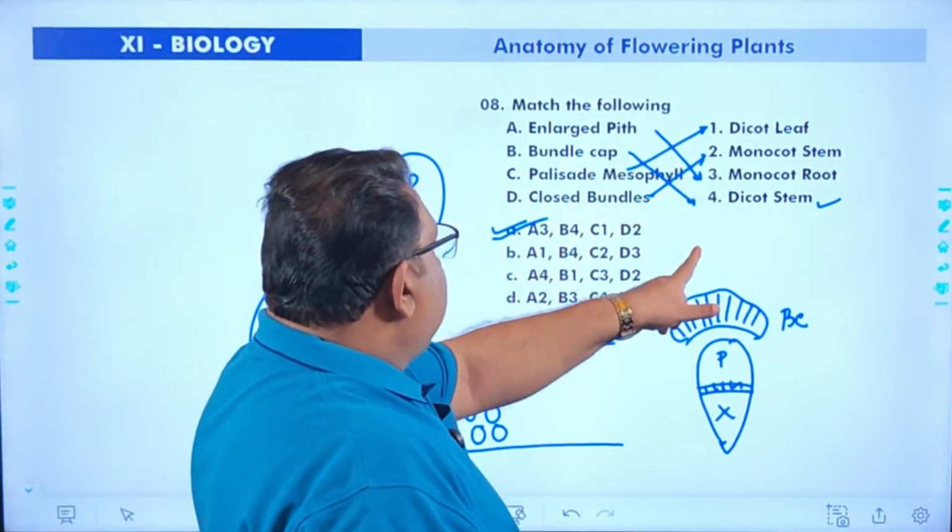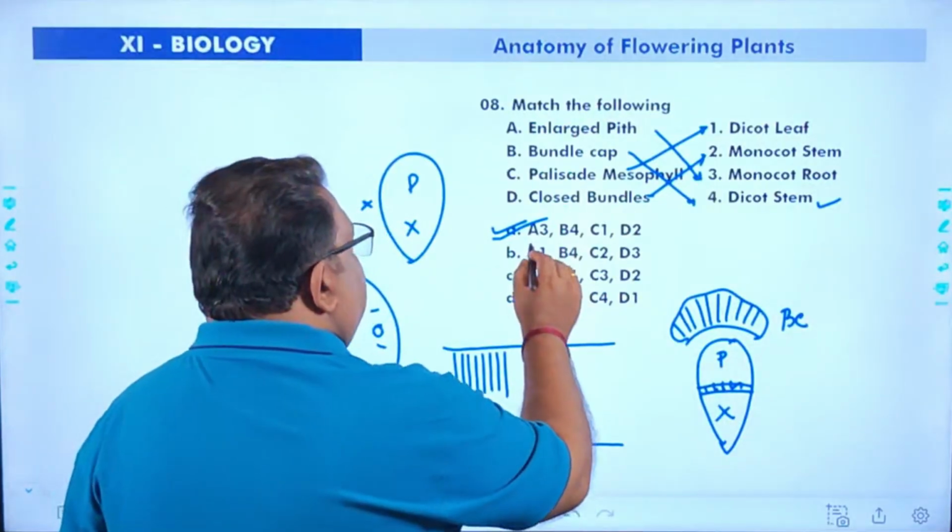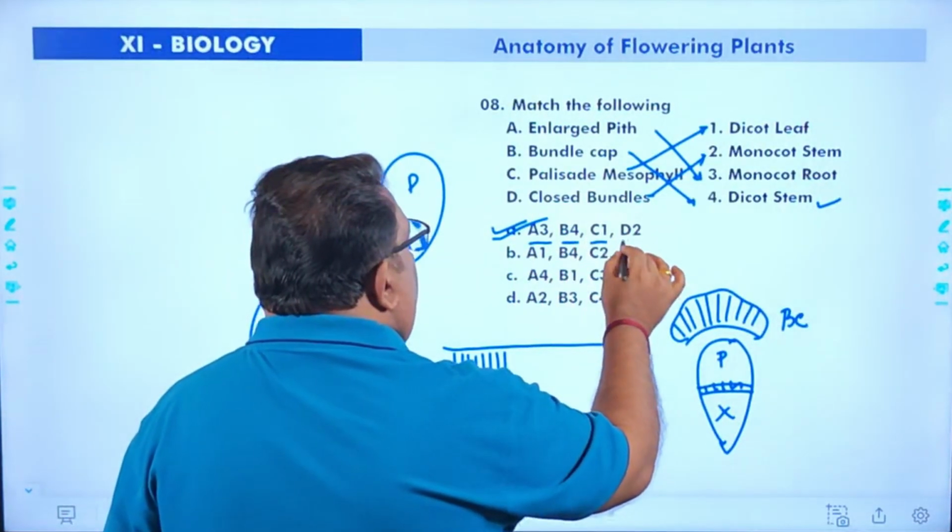So closed bundles are present in monocot stem. So the answer is A3, B4, C1, D2.